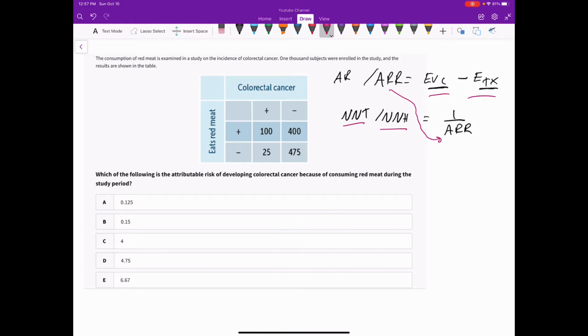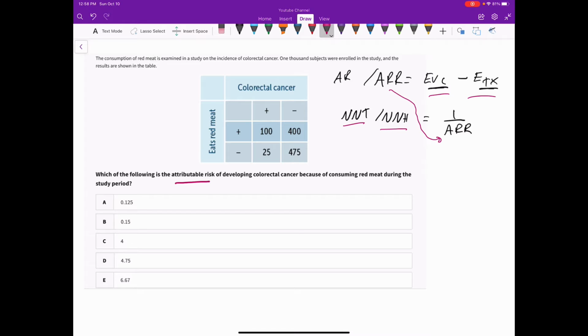The consumption of red meat is examined in a study of the incidence of colorectal cancer. 1,000 subjects were enrolled in the study, and the results are shown in the table below. All right, same exact table I brought from before when I talked about specificity, sensitivity, PPV, NPV, right? Well, these tables really do a lot for us. They basically get us through every question. So here we go. Which of the following is the attributable risk of developing colorectal cancer because of consuming red meat during the study period?